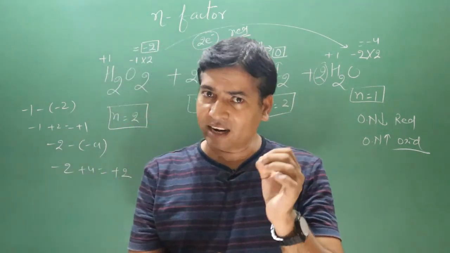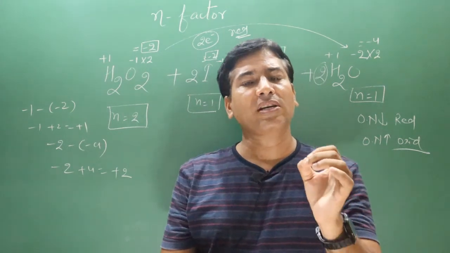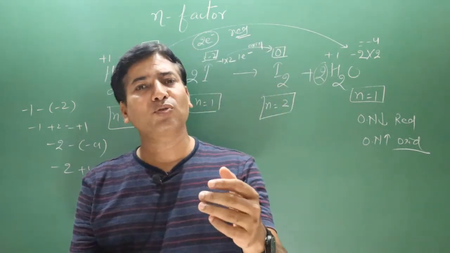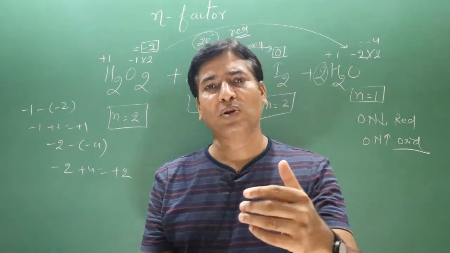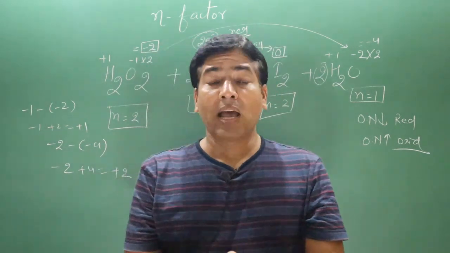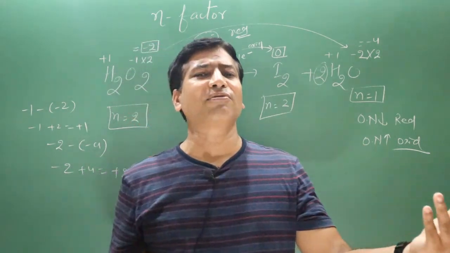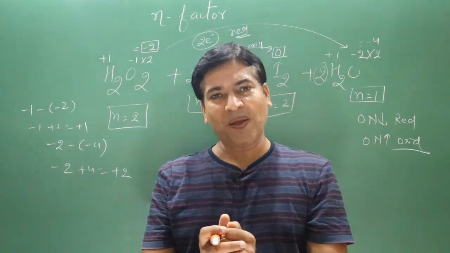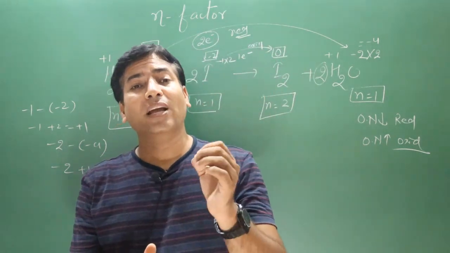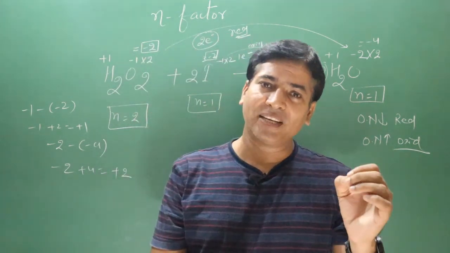Always keep in mind N factor value can be a whole number, can be a fractional number also. It can be 2.5, it can be 1.5, it can be 1.3, any decimal number, and it can be a very large value also. There is no problem. It can be 20, 40, 60, 50. There is no problem at all. Okay, but N factor value can never be 0 and it can never be negative also.